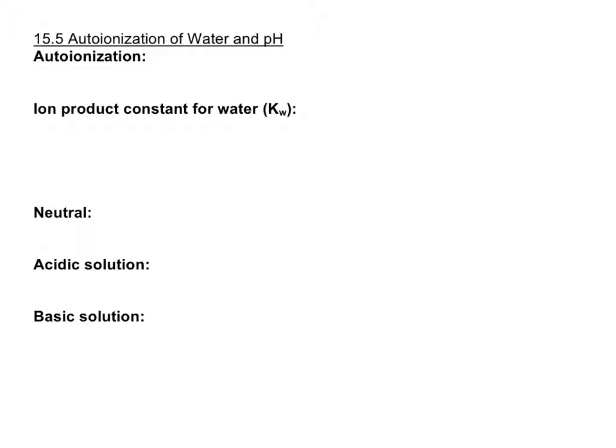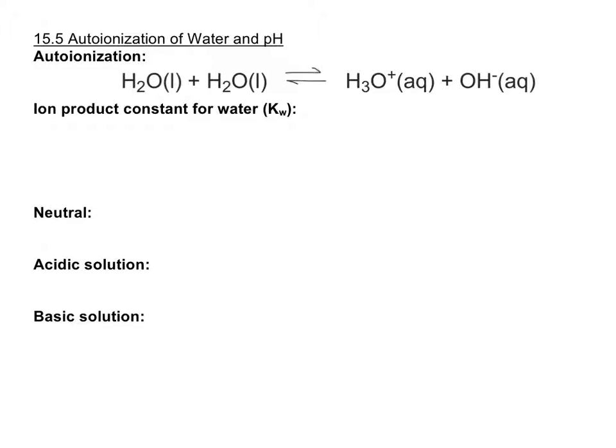So let's do an example of what the autoionization of water is going to look like. Here, water acts as both the acid and as the base, and there's nothing else present. So we have H2O, which is a liquid, plus H2O, which is a liquid, and that goes to H3O+ and OH-. The first one is acting as an acid, the second one is acting as a base, and a proton is getting transferred from one water molecule to the other water molecule.